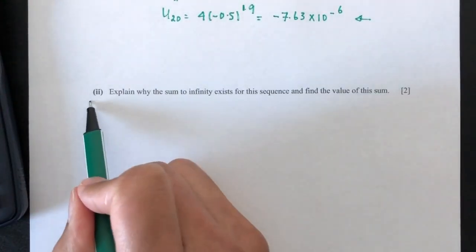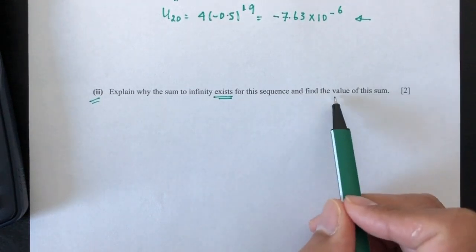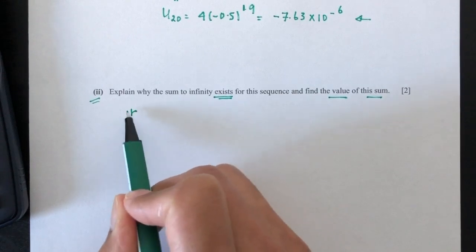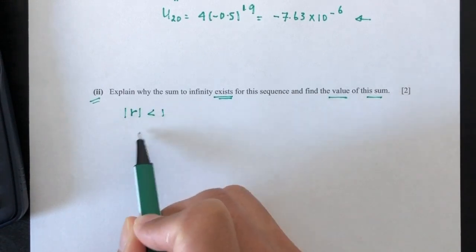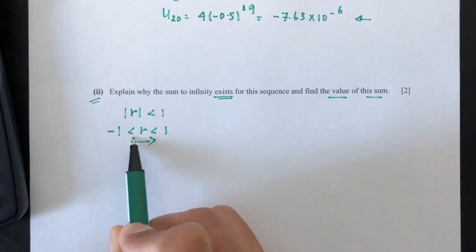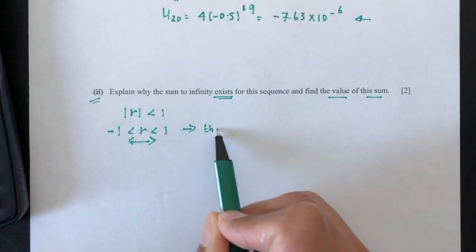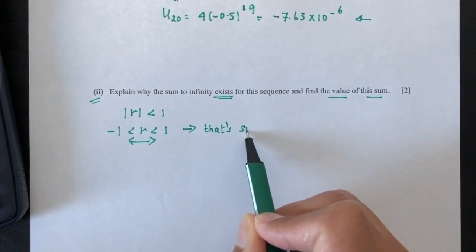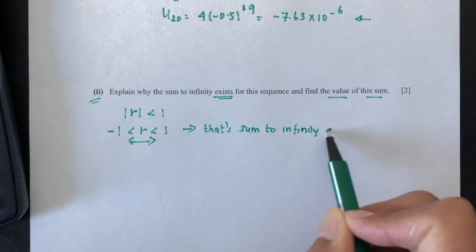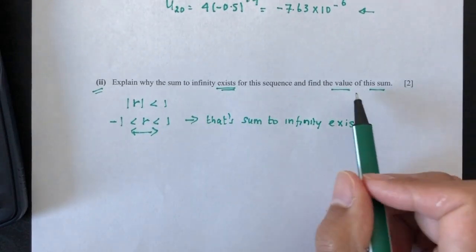Now moving on to part 2, explain why the sum to infinity exists for this sequence and find the value for this sum. So the reason why it exists is because the magnitude of r is less than 1, which means r is between minus 1 and 1. That's why the sum to infinity exists. Now find the value of this sum.